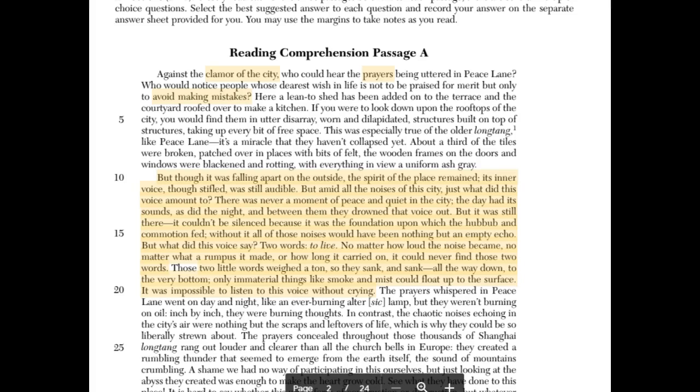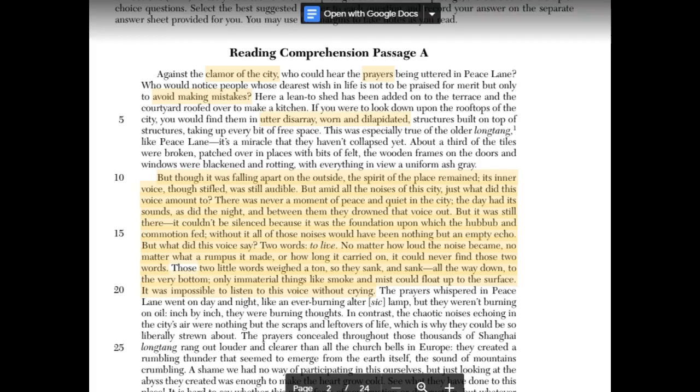Here, a lean-to shed has been added on to the terrace and the courtyard roofed over to make a kitchen. If you were to look down upon the rooftops of the city, you would find them in utter disarray, worn and dilapidated. Structures built on top of structures, taking up every bit of free space. So the words utter disarray, worn and dilapidated or run down, those are standing out to me.